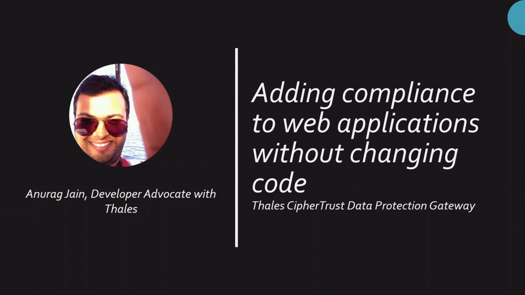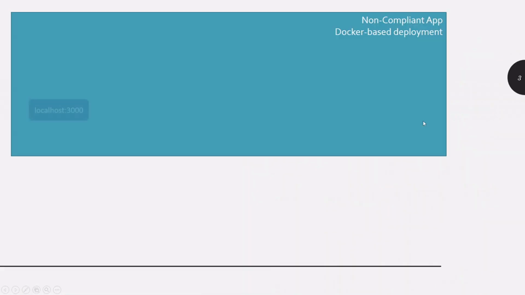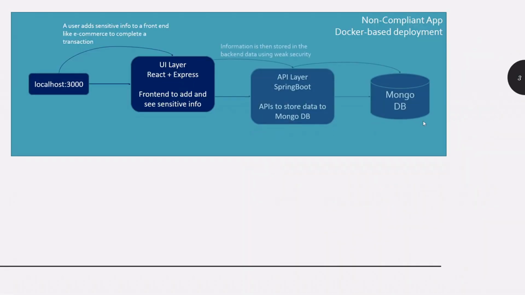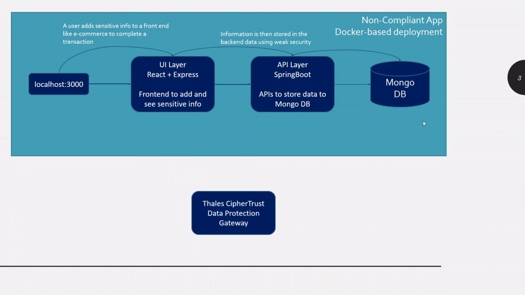This is the last part of the series, where we are talking about adding compliance to web applications without changing the code. And in this part, we are going to look into Thales CipherTrust Data Protection Gateway, which is a transparent utility or agent that transparently encrypts your data.